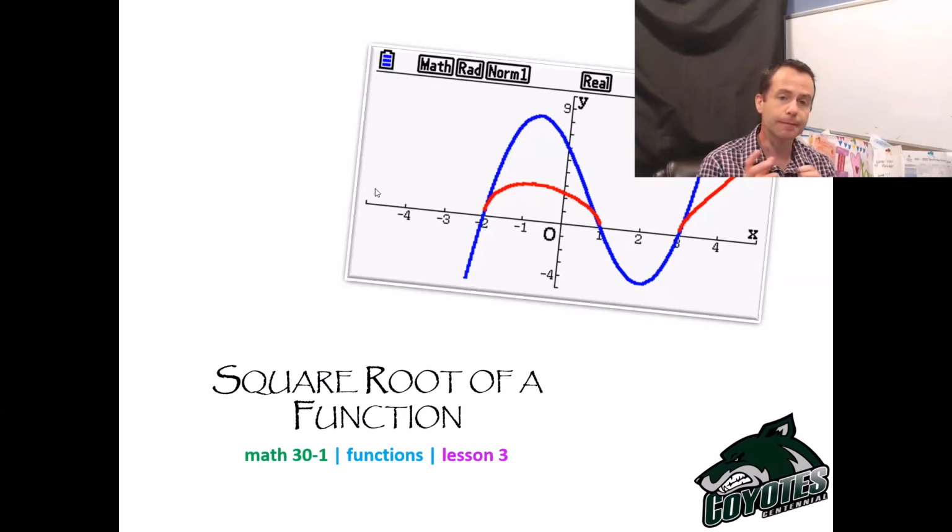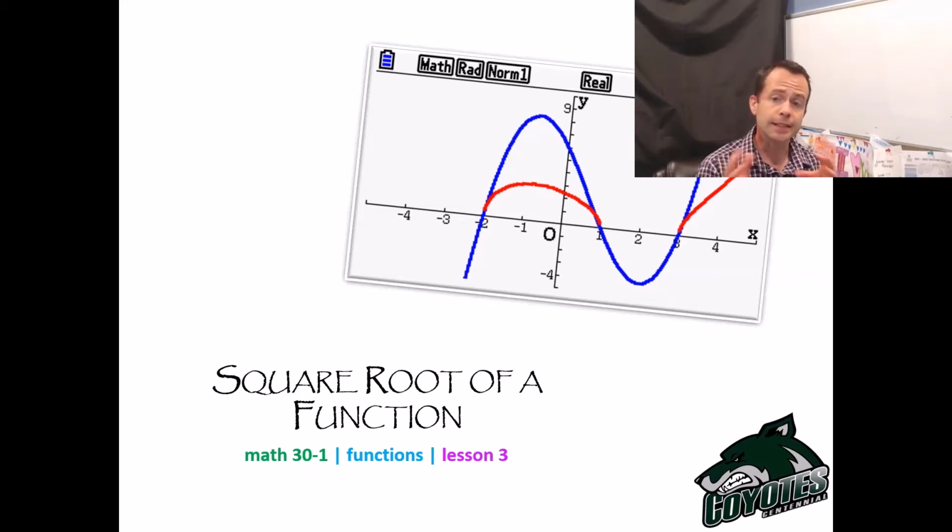Today we're going to talk about the square root of a function. Now the square root of a function is another sort of transformation. We've talked about translations, reflections, and stretches, and all of those are different transformations that we could perform on a function. Taking the square root of an entire function is another type of transformation, okay?